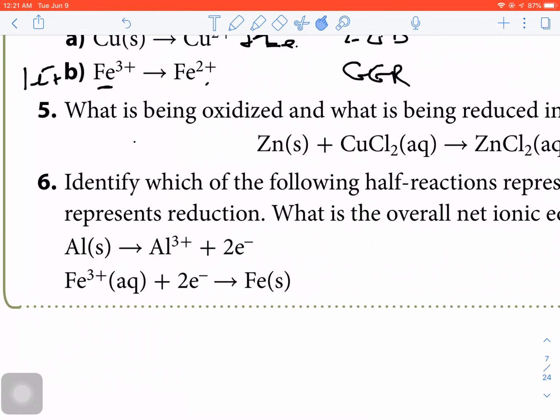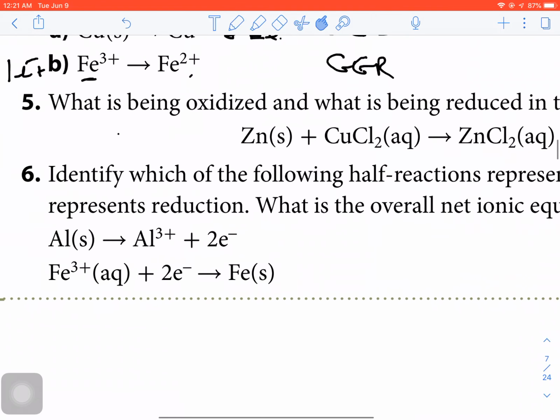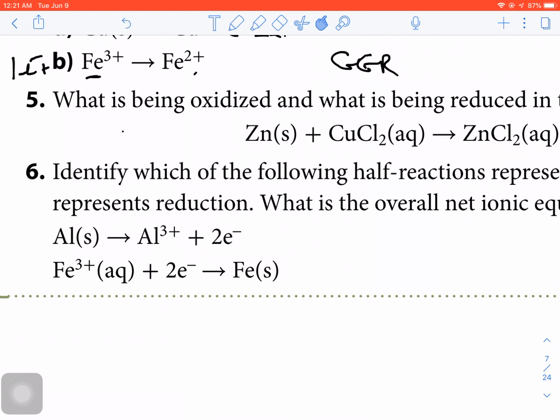Case number 6 here says identify these, which one is oxidation, which is reduction. I can see again, look for the one that's adding electrons. The second one is. So this is my GR. Iron 3 plus is gaining electrons. It's being reduced. The aluminum here is becoming an ion, plus it's giving up some electrons. That's my Leo. Notice that the aluminum, there's a mistake there. It should be 3 electrons, because I'm going from Al to Al3+.